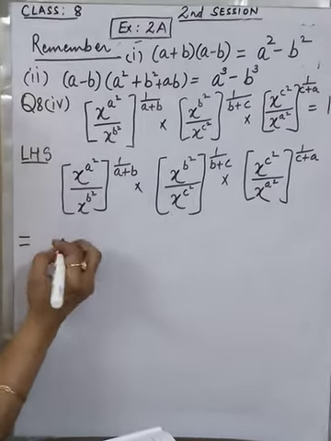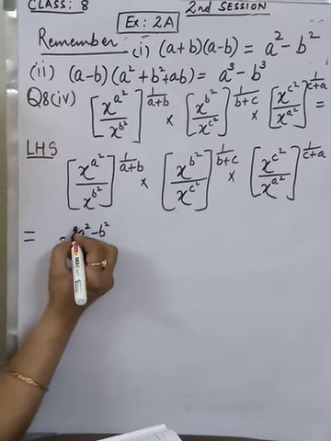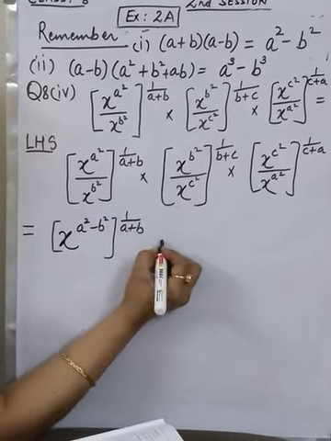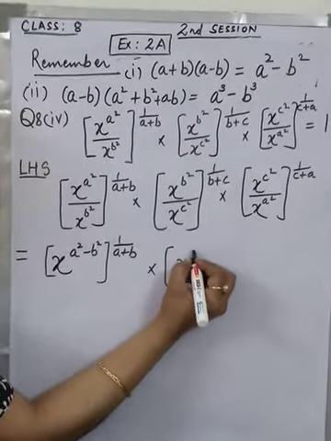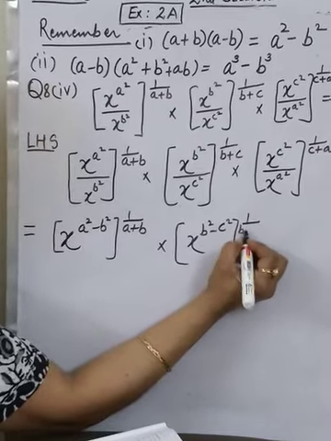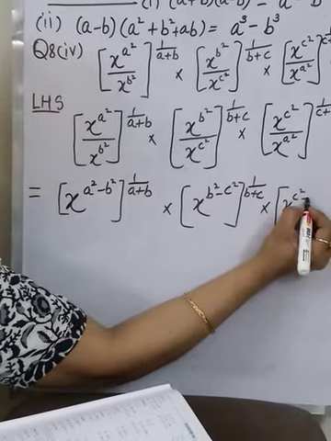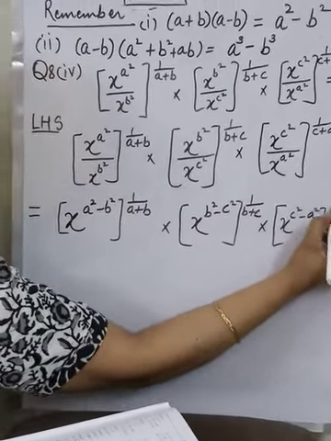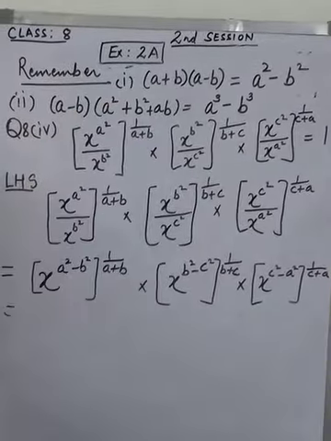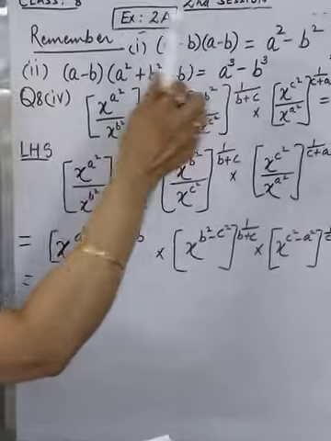On division, powers get subtracted, so I write x to the power a square minus b square, whole to the power 1 upon a plus b, x to the power b square minus c square, whole to the power 1 upon b plus c, x to the power c square minus a square, whole to the power 1 upon c plus a. Again we apply identity 1. In place of a square minus b square, now what can we write? a plus b and a minus b.